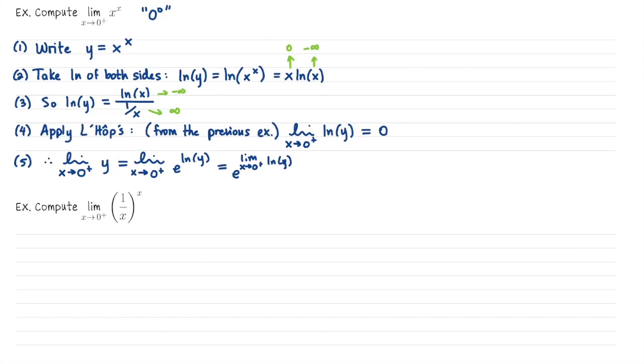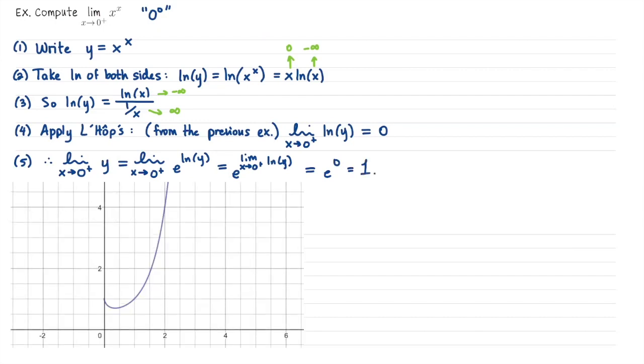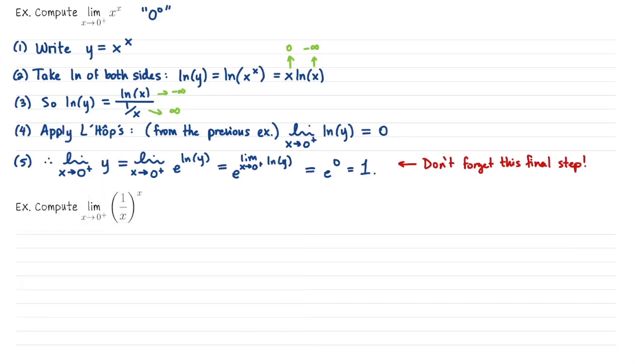So for this particular example, we just said above that the limit as x goes to 0 from the right of natural log of y is 0. So e to that is e to the 0, which is 1. I would like to say other people forget this step all the time, but really this is something I forget all the time. So don't forget this final step. Sometimes you do step 4 and you're like, hey, look, I computed the limit. And then you move on and you forget that you took the natural log at the very beginning. So since you took a natural log, you have to exponentiate to undo that operation.